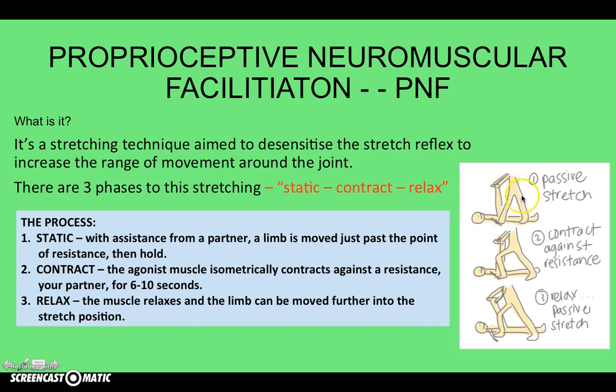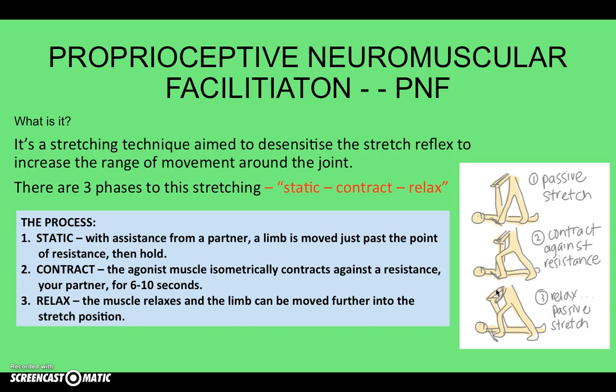Okay, so this is step one. You as a partner are lifting the leg up from the outstretched position on the floor. You are lifting up until this person feels resistance. Then you stop. Then you ask them to hold it there for a certain amount of time, about 10 seconds. Then you contract the agonist muscle isometrically against the resistance for 6 to 10 seconds. Then the person on the floor relaxes, the muscle relaxes, and the limb can be moved further into a stretched position.